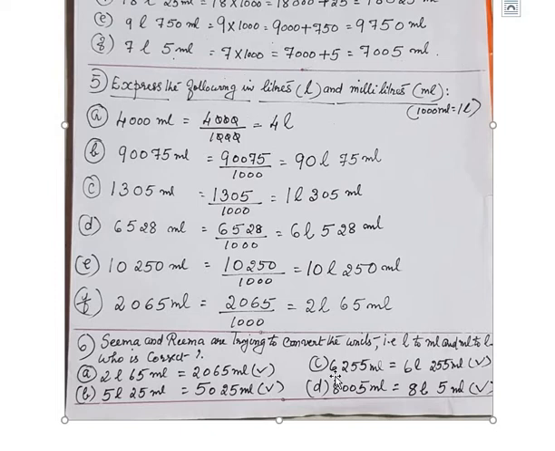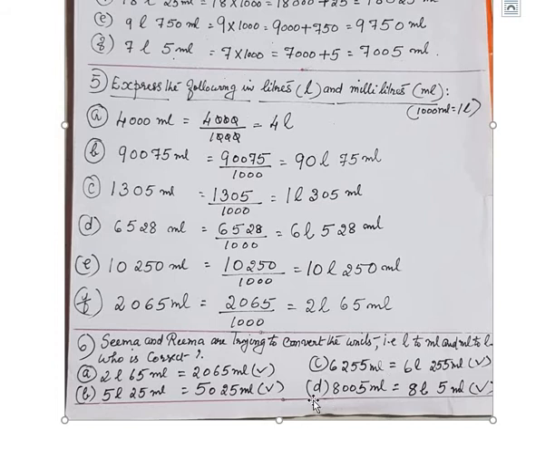C, 6255 ml equal to, first option Seema told 6 liter 250 ml and Reema told 6 liter 255 milliliter. So whose answer is correct? 6255 upon 1000, we remove 3 decimal places, 1, 2 and 3. So what will we get? 6 liter and 255 milliliter. So again Reema's answer is correct. So 6 liter 255 milliliter.